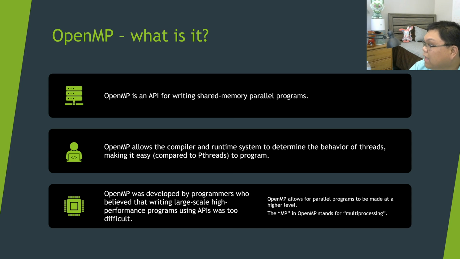OpenMP makes it easier to write parallel programs. OpenMP allows the compiler and runtime system to determine the behavior of threads, making it easier, compared to pthreads, to program. So, the idea behind the development of OpenMP is this. It was developed by programmers who believed that writing large-scale, high-performance programs using other APIs was too difficult.